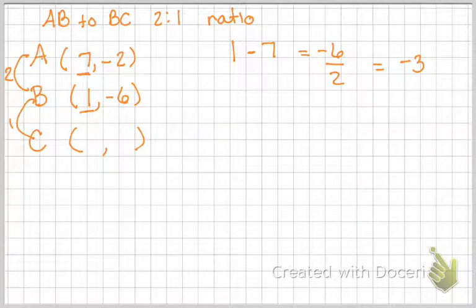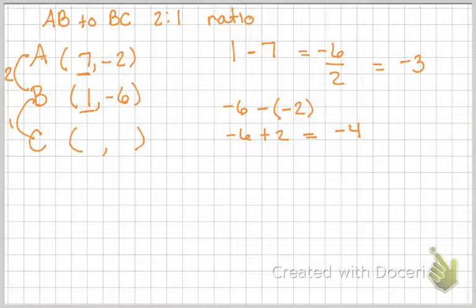Okay, -3. So now we're going to do the y's. So -6 minus, in this case, a -2, which is -6 plus 2, gives us -4. Now we're going to multiply by half or divide by 2, and we get -2.